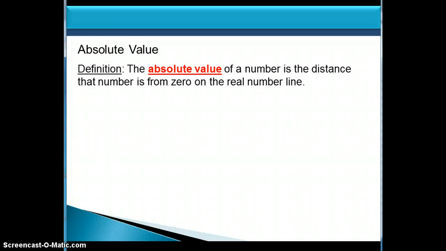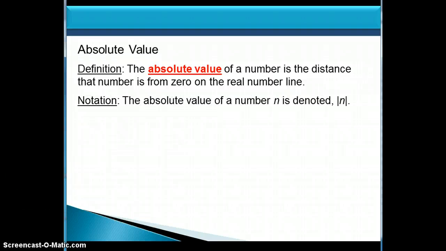So we're going to look at those steps again for adding real numbers using the real number line, but first let's review an important concept called the absolute value. By definition, the absolute value of a number is the distance that number is from 0 on the real number line. And the notation we use is that the absolute value of a number n is denoted by n in between 2 vertical bars.